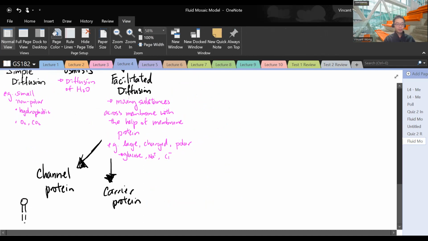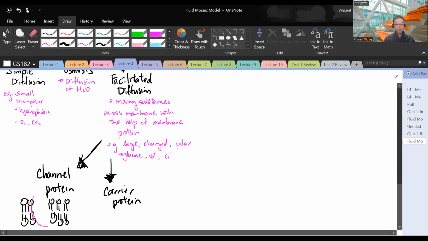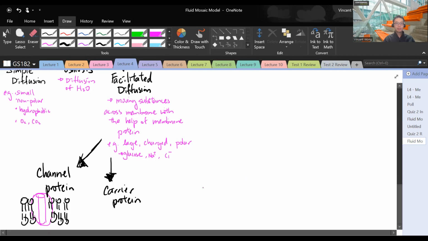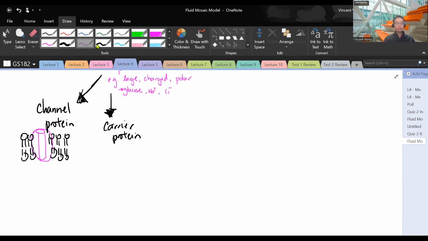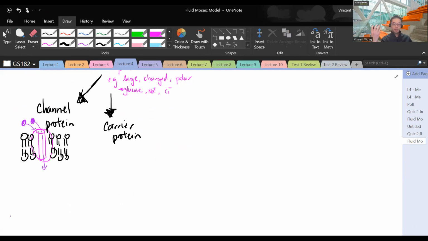Okay, so here is your phospholipid bilayer. The channel protein is an integral protein and is exactly what it sounds like. It creates a channel or a tunnel in the middle. And whatever you're trying to move across will just go right through. That also requires no energy, just creating a tunnel that shields the molecule from the hydrophobic tails, and it's going to be able to pass through.